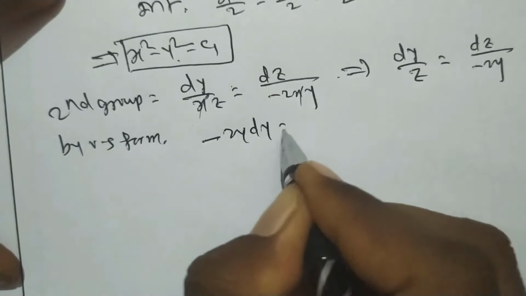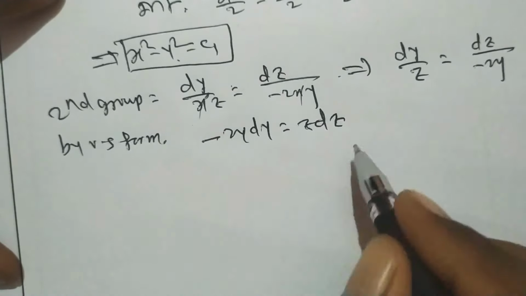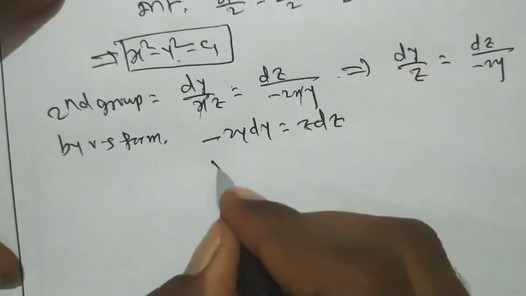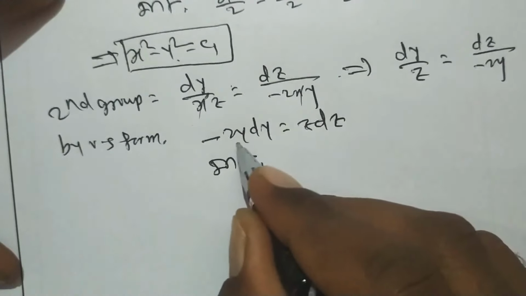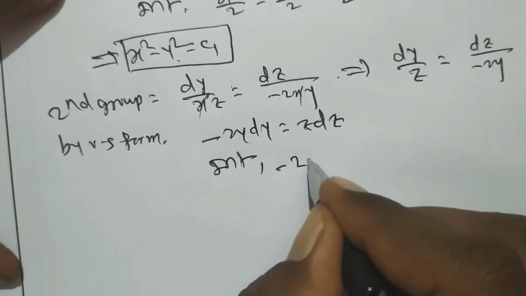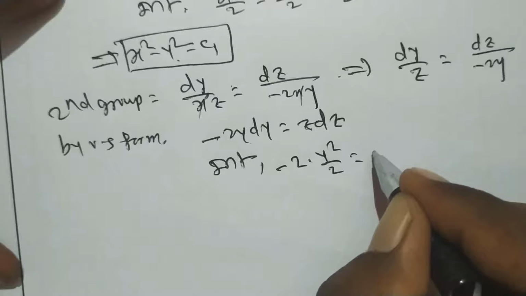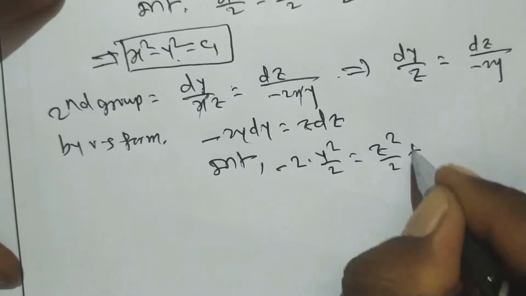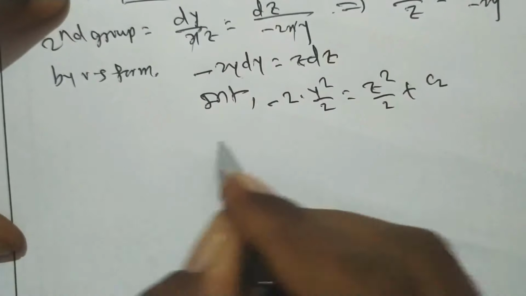That is 2y dy is equal to z dz. Okay, and so this is one differential equation again. And how do we take the solution? By taking its integration. So integration of y dy minus 2 as it is, integration of y dy is y square by 2, is equal to integration of z dz, which is z square by 2 plus a constant of integration, say c2. So this 2 gets cancelled.